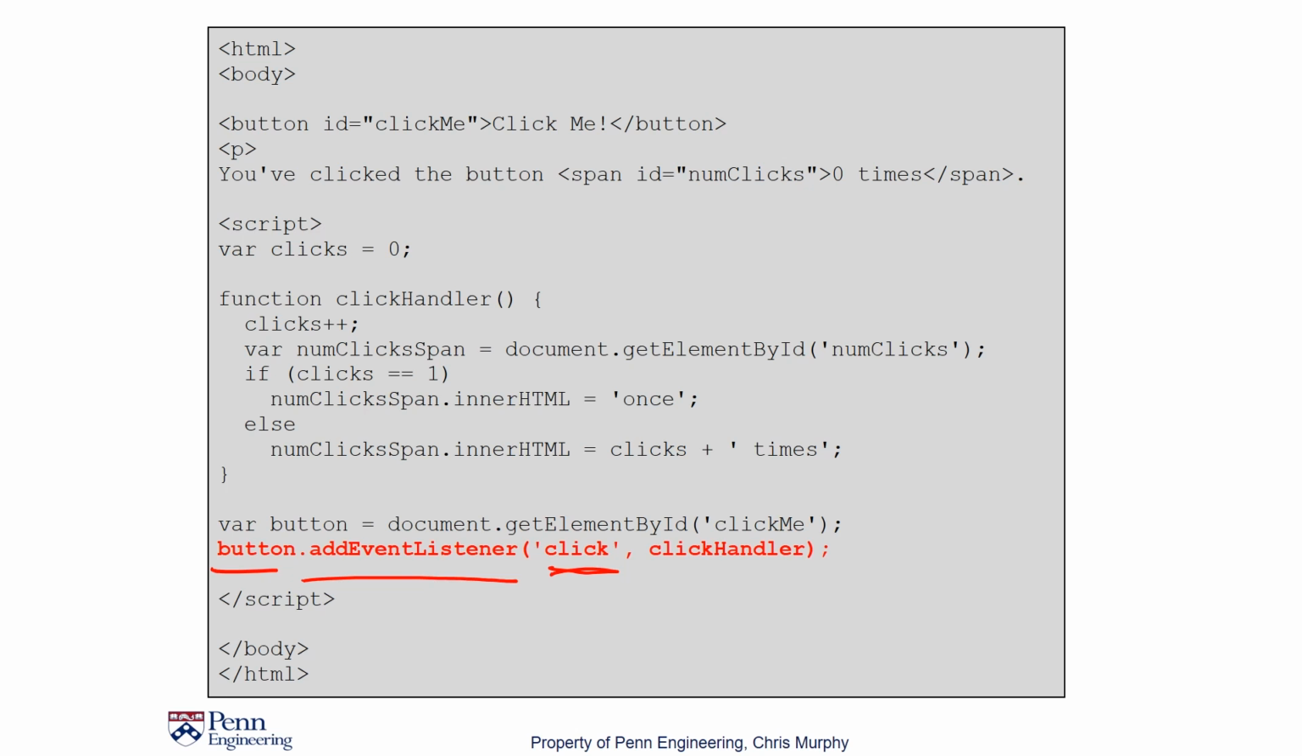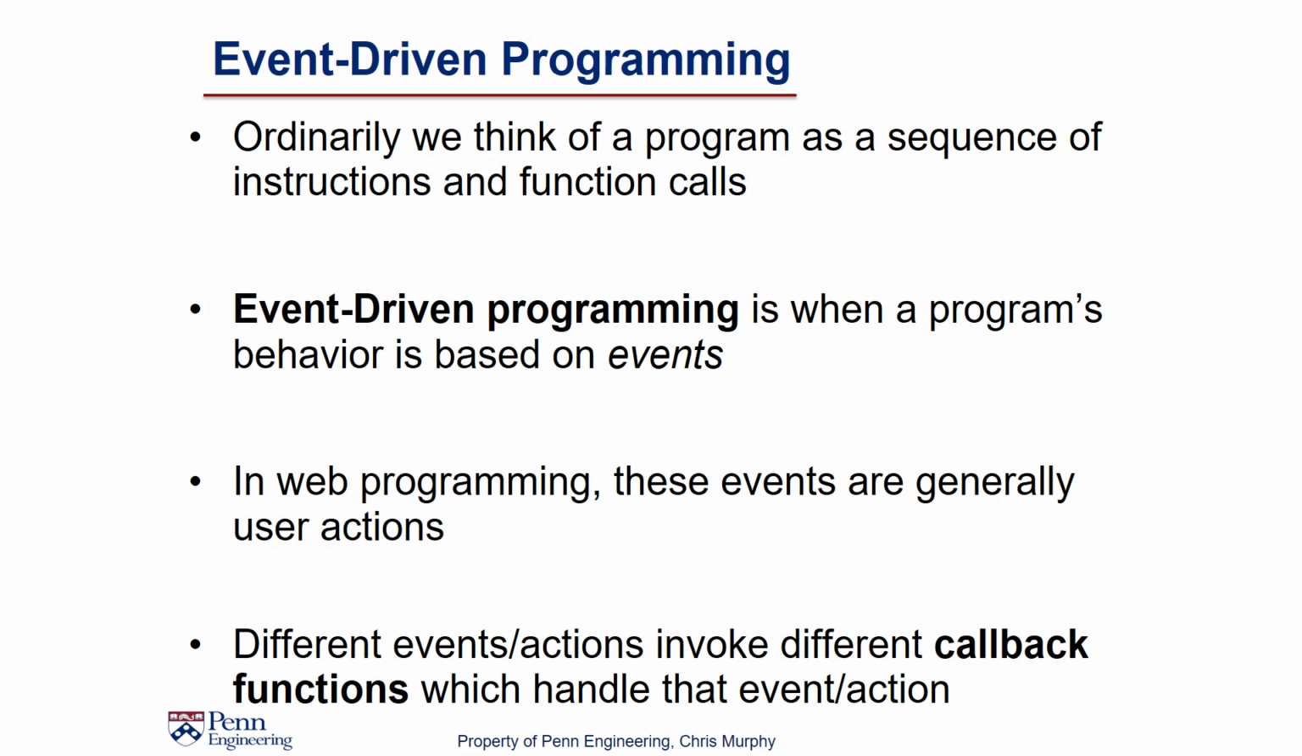So I didn't make up the string click here. I have to use this specific string to indicate that this is the click event, clicking on that button. The listener, or the function that will be called when the user clicks on that button, is specified as the second argument, and that's the function here, clickHandler. So you'll note in this example, I never actually call clickHandler. I define clickHandler, and then I create this relationship on the bottom between the user clicking on this button and this function here. This is what's known as event-driven programming.